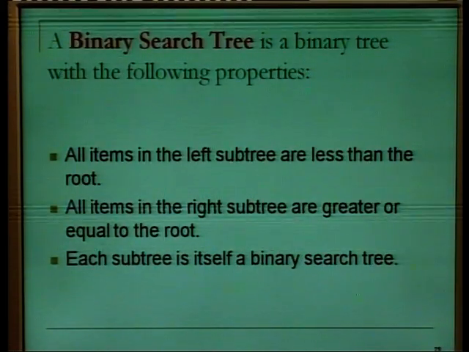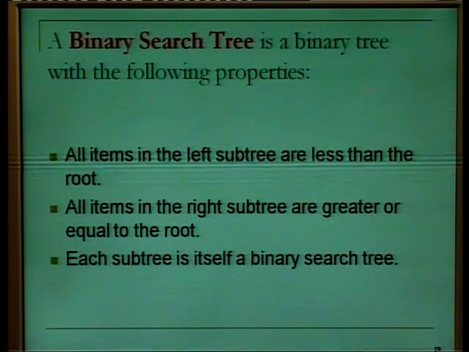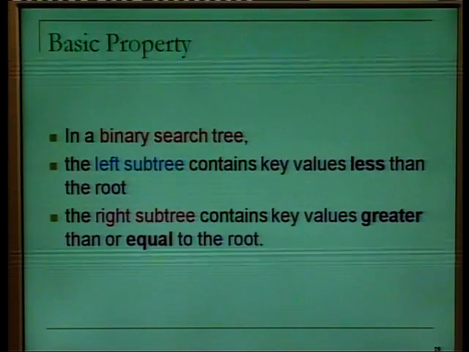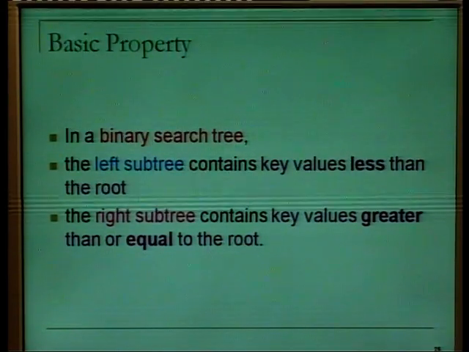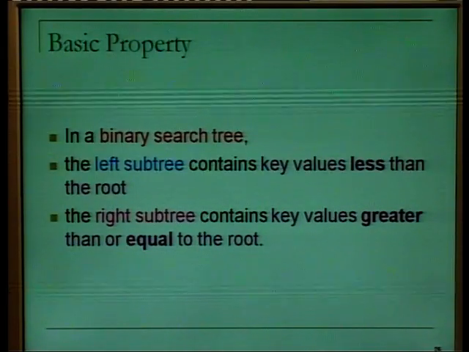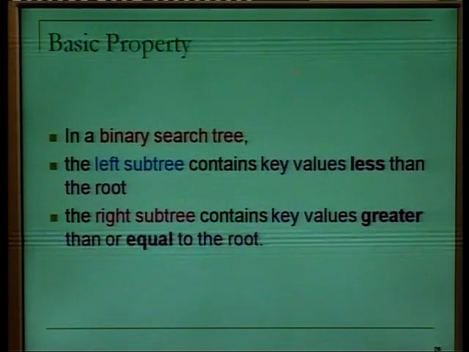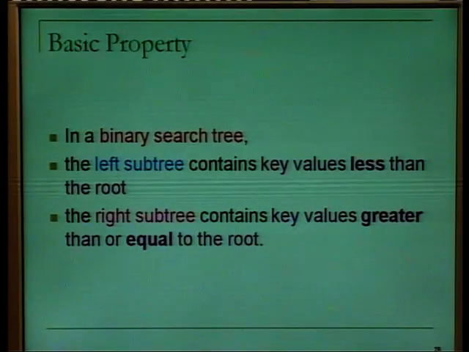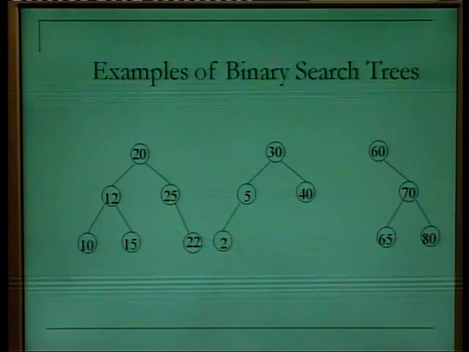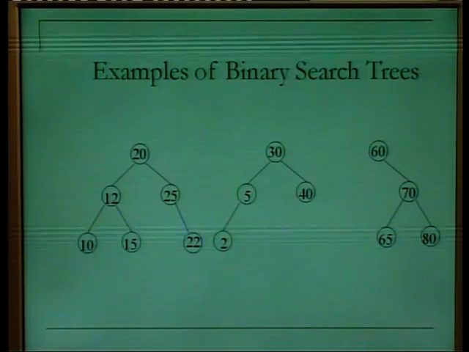So again, if we study any subtree of a binary search tree, that tree will also be a binary search tree. The basic property of a binary search tree: the left subtree contains key values less than the root, as we have discussed. The right subtree contains key values greater than or equal to the root. These are examples of binary search trees.